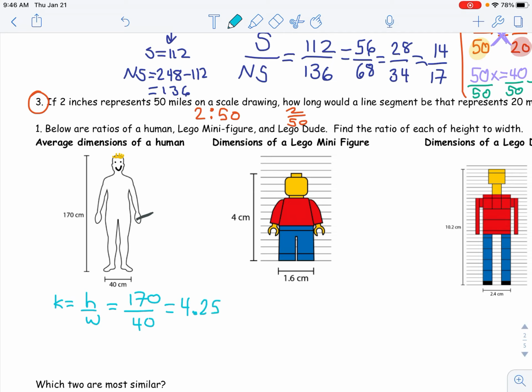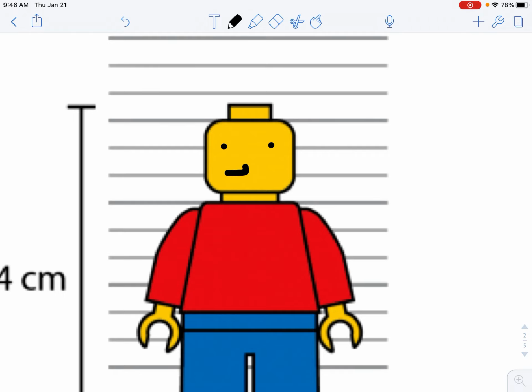Now we've got a Lego minifigure. We'll make this Lego minifigure Mr. Vote. If you don't know Mr. Vote, he has a big mustache, almost looks like the Pringles guy, and that's his regular mouth down there. The scale factor for him of height to width is 4 over 1.6. Let's plug this into a calculator, and we get 2.5.